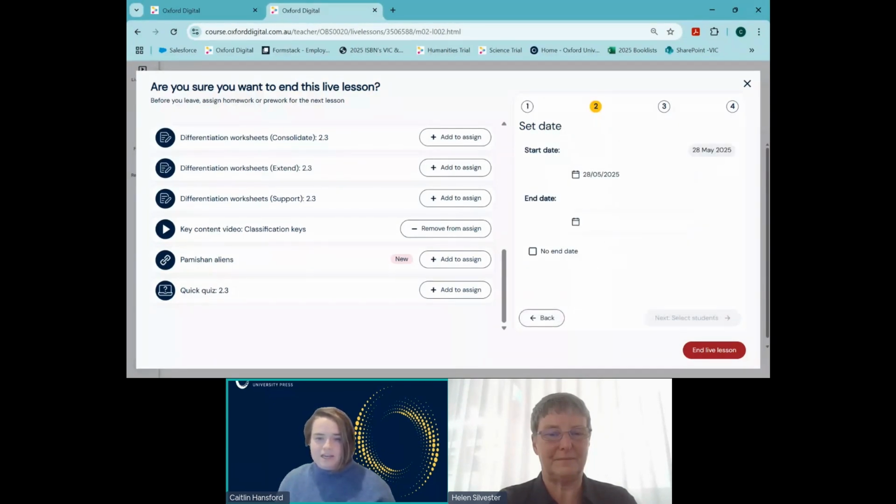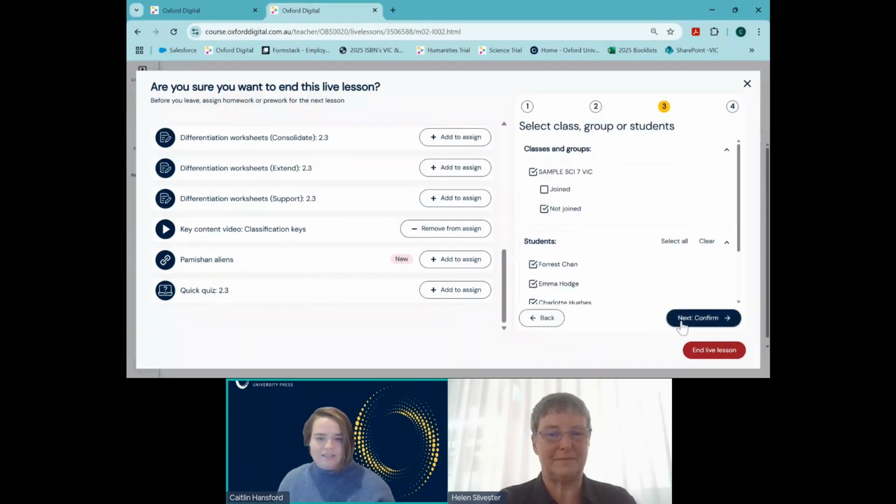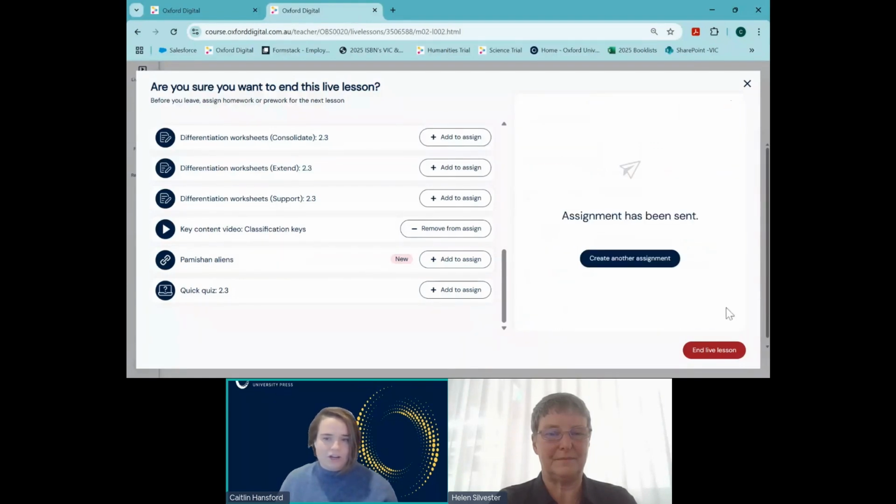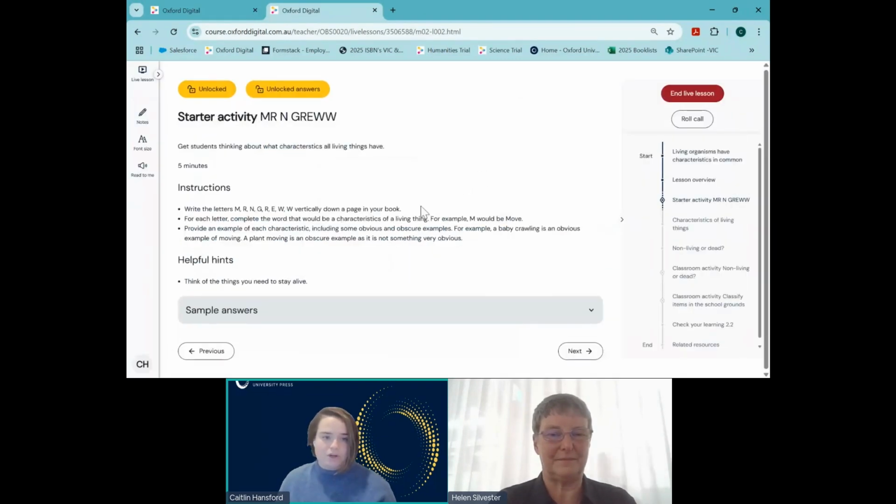You select the date, no end date, and select the students. This might be for just the students that joined. Then the students that didn't join, you can select different assignments and then confirm that and send it through. In less than 30 seconds, you can have everyone assigned for the different needs that they have, maybe differentiation worksheets for different people, and you can close that window and know that they've got everything that they need.